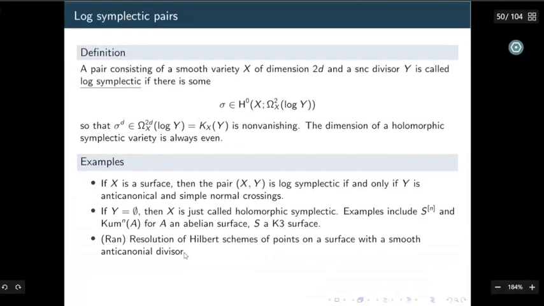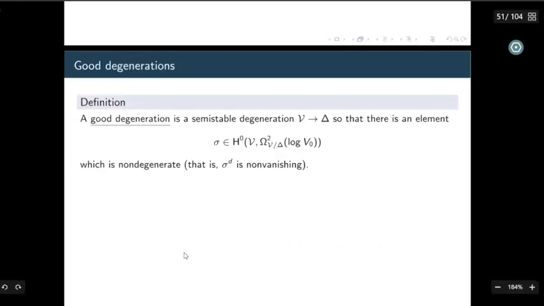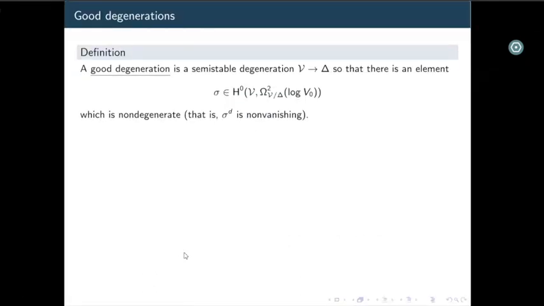Okay, so great. As I was saying, my motivation for all this is to at least start to talk about degenerations of hyperkaehler varieties. So I want to say that other examples of log symplectic pairs come from components of degenerations of hyperkaehler varieties. So that's the goal at this point.